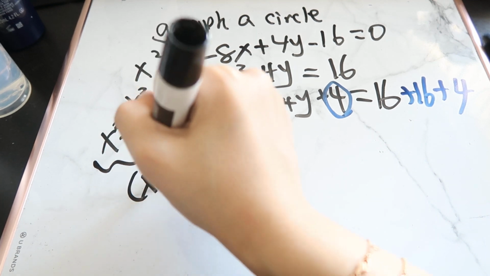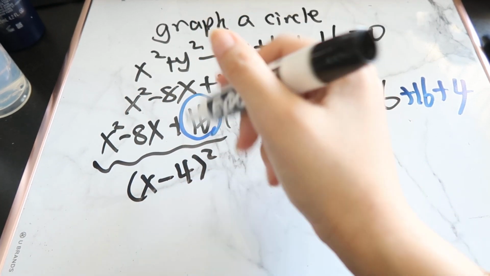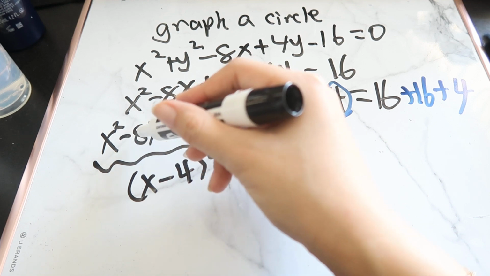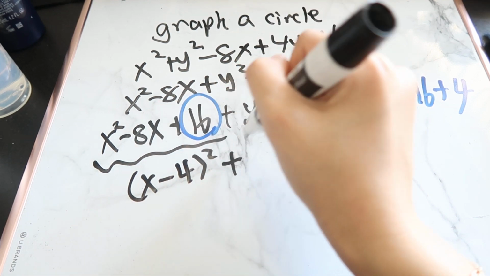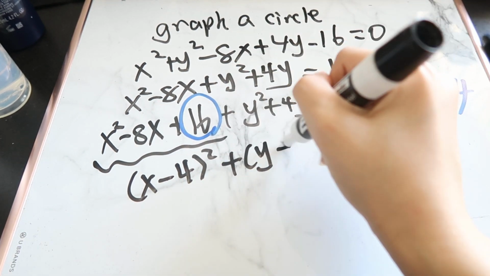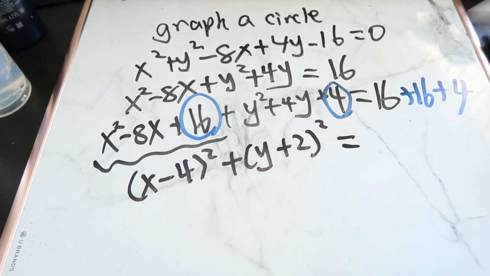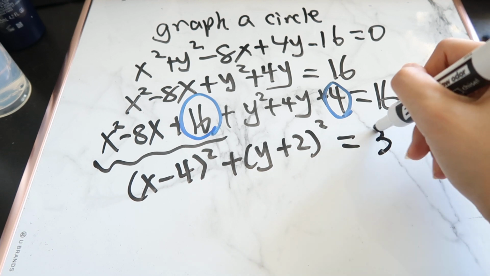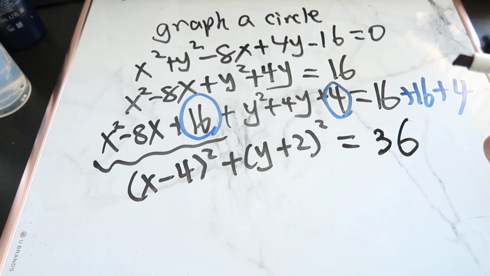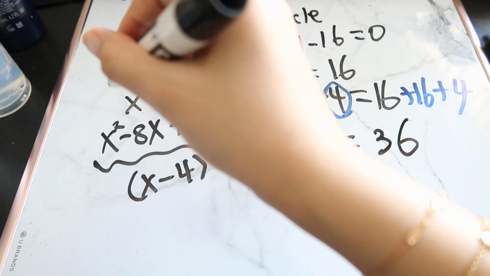It'll become x minus 4 squared. How do we get minus 4? It's from negative 8 divided by 2, and then plus y plus 2 squared. Equals, on the right side, you just add them up. It'll be 36. And that's it. That's your answer right there.